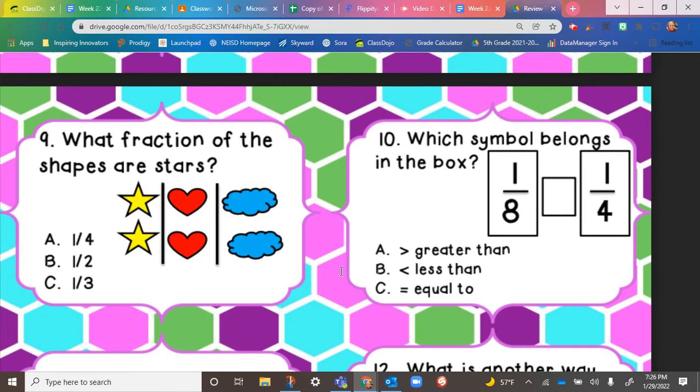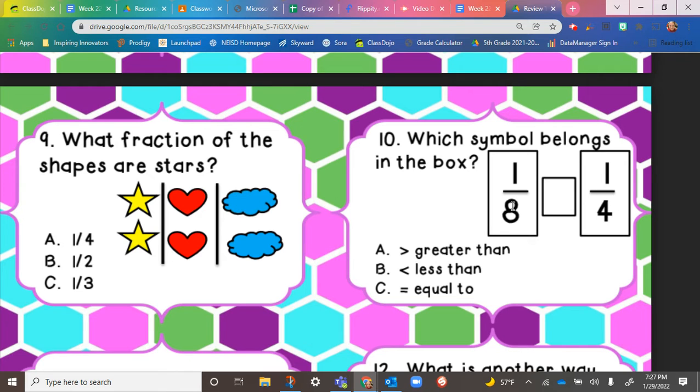Number 10, which symbol belongs in the box? Here I have 1/8 and 1/4. Now these have the same numerator, but they have different denominators. So when that happens, I always think of a cake. If I have a cake that has 8 slices, like they're both the same size cake, and one of them is cut into 8 slices, and one of them is cut into 4 slices, the one that has 4 slices, the pieces are going to be much bigger and so this 1/8 is less than 1/4.